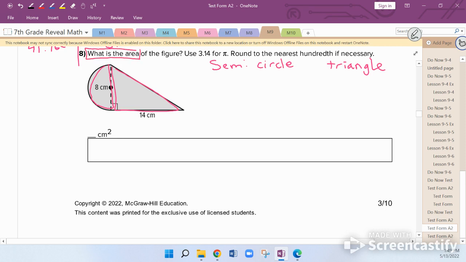And so we split it up. I think they call it like decompose it into different shapes. And then we find the areas of those simple shapes. So area equals 0.5 pi r squared, and area equals 1/2 base times height.